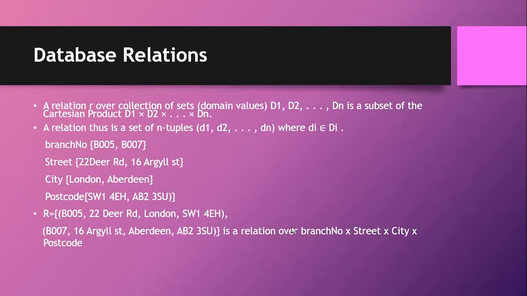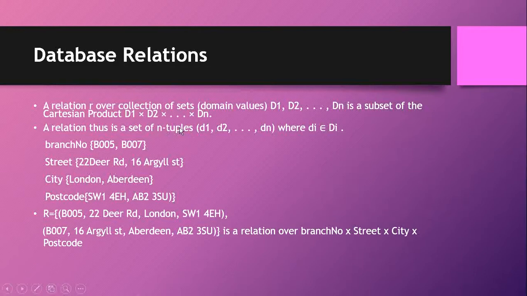Now we can apply this concept of mathematical relations to databases. So what is a database relation? It is actually a relation over a collection of sets, domain values D1, D2 up to Dn, where n is any specific number, is a subset of the Cartesian product D1 cross D2 cross Dn. So we have different domains and a relation is basically a subset of the Cartesian product of all the domains. So a relation thus is a set of n tuples.